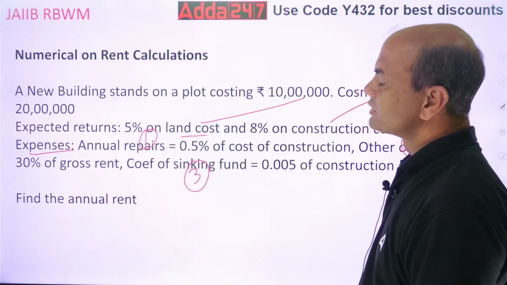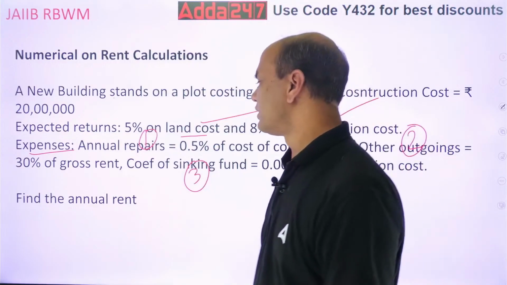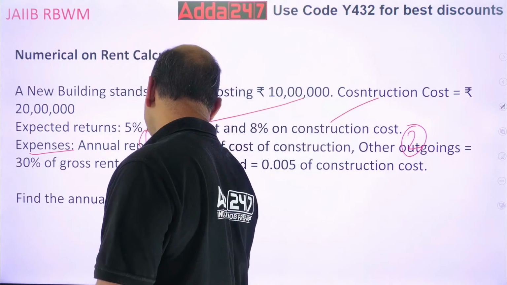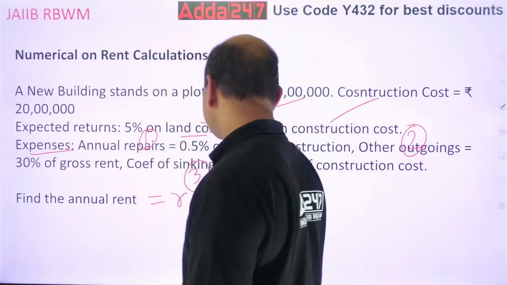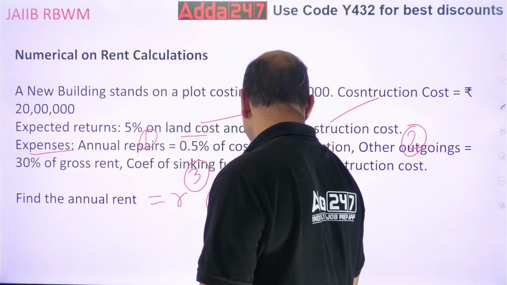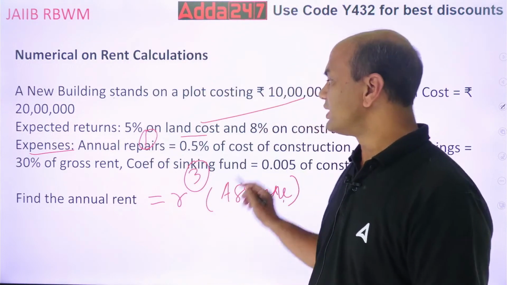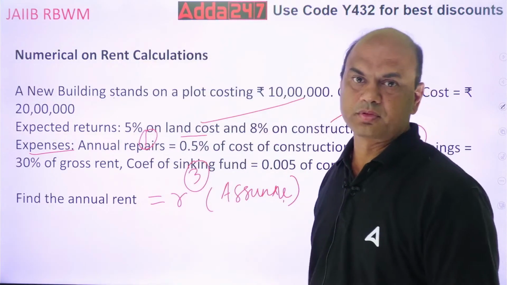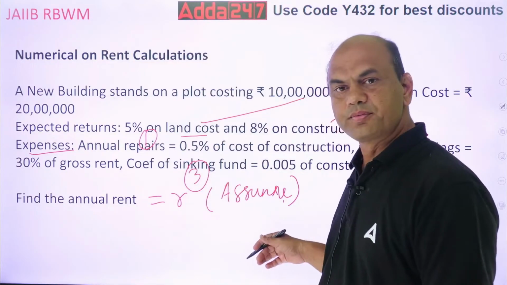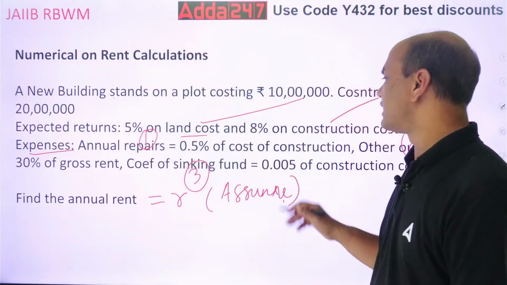Okay, so let's first write down: let the annual rent be R. Let us assume the annual rent is R. Now, all these outgoings you have to write down. Shall I write it over here only? No, it won't fit. So let's write it on the next page.